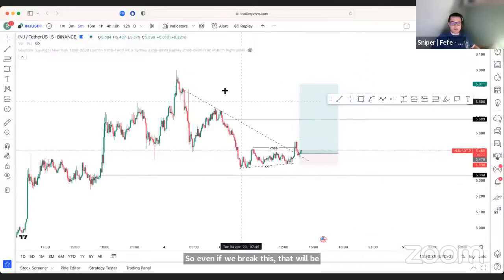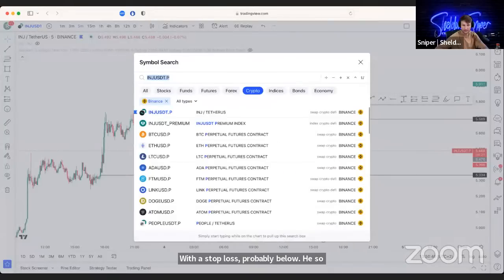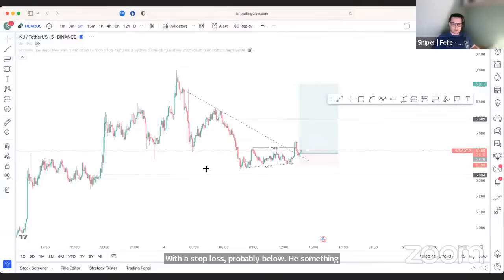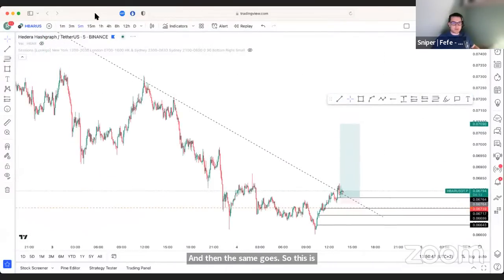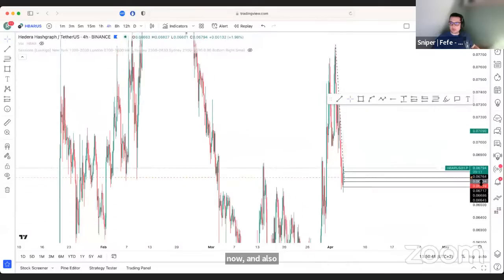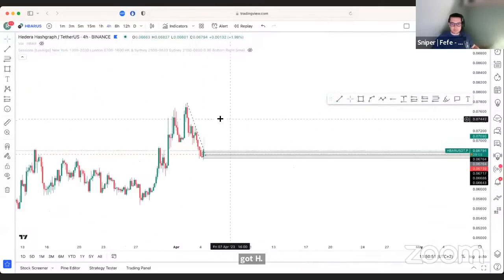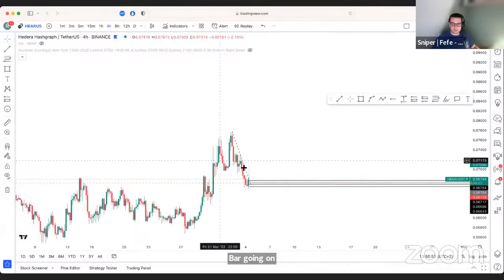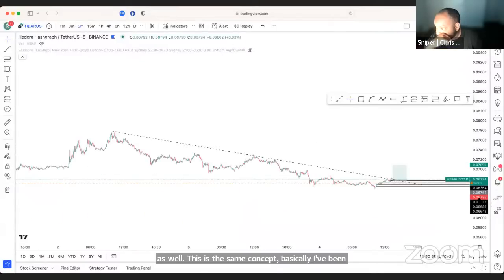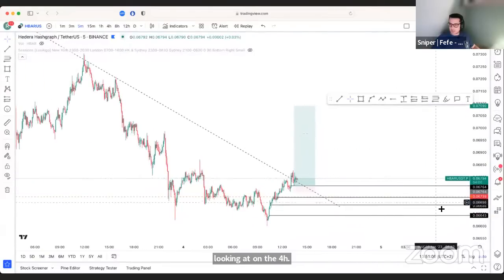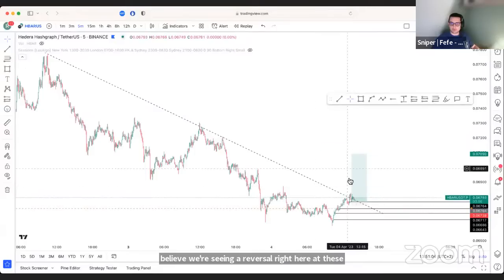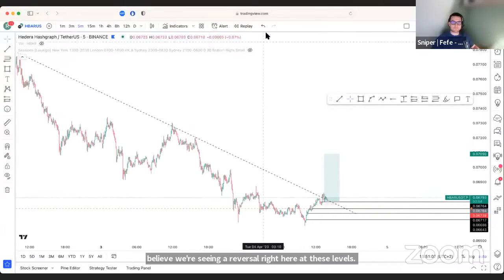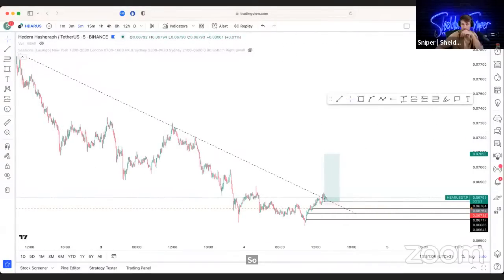So this is what I'm doing right now. I also got H-bar going on as well. This is the same concept, basically, I've been looking at on the 4 hour. It had a very decent pullback, so I believe we're seeing a reversal right here at these levels. That's a 618. So H-bar got in at 6.4. So this is also the same thing. Broken trend retest. Let's go. Fantastic. Thank you, bro. Cheers, man.